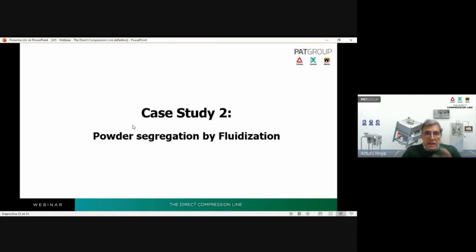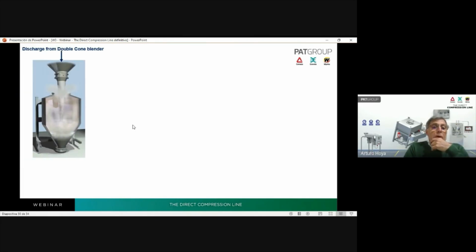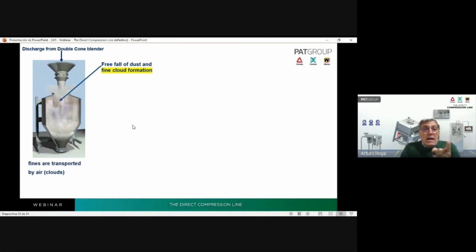And look at this. This is a case study. Discharge from a double cone blender to a container. Well, when you discharge, this type of fluidization occurs. Free fall of dust and fine cloud formation. I saw this type of phenomenon in different laboratories, in different plants. It's very common that the discharge produces these clouds. And the clouds are formed by fine particles, normally API.